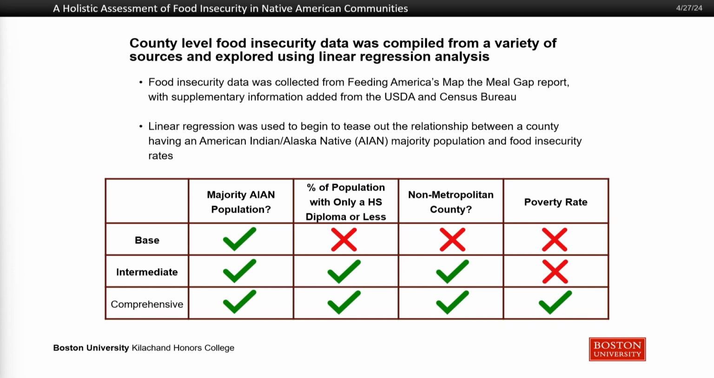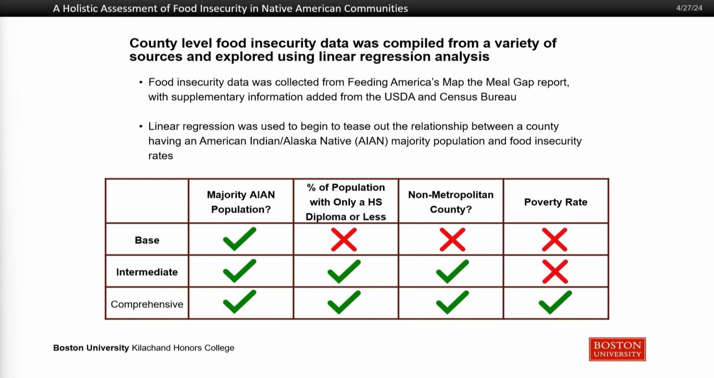And the multiple combinations that I used were a base combination, which was only one variable, intermediate, which was three, and comprehensive, which was four. The variables were majority AIAN population, which indicated if a county had a majority AIAN population. The percent of the population with only a high school diploma or less, which I reinterpreted in my regressions as number of people per 100 with only a high school diploma or less for better interpretability of the coefficients. The non-metropolitan county variable, which indicated if a county was non-metropolitan or not, meant to represent ruralness, quote unquote, of a county. And finally, the poverty rate, which accounts for the poverty rate of the county.